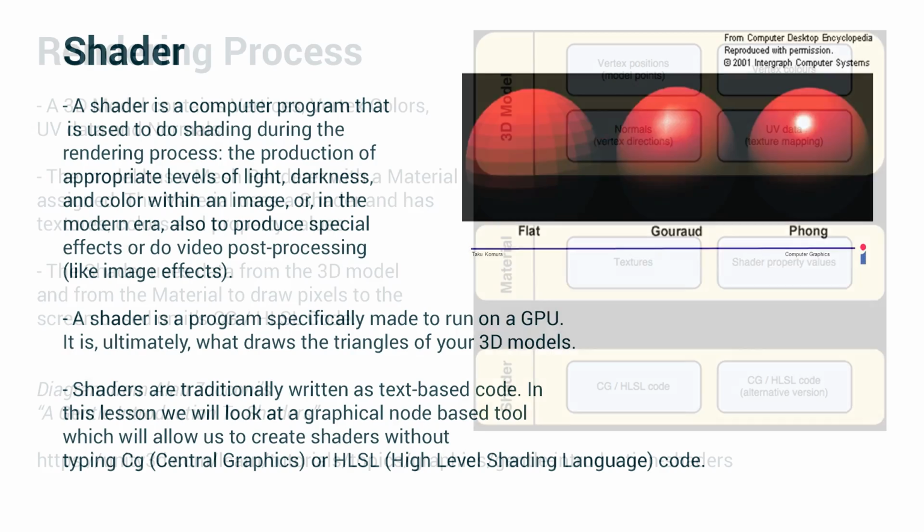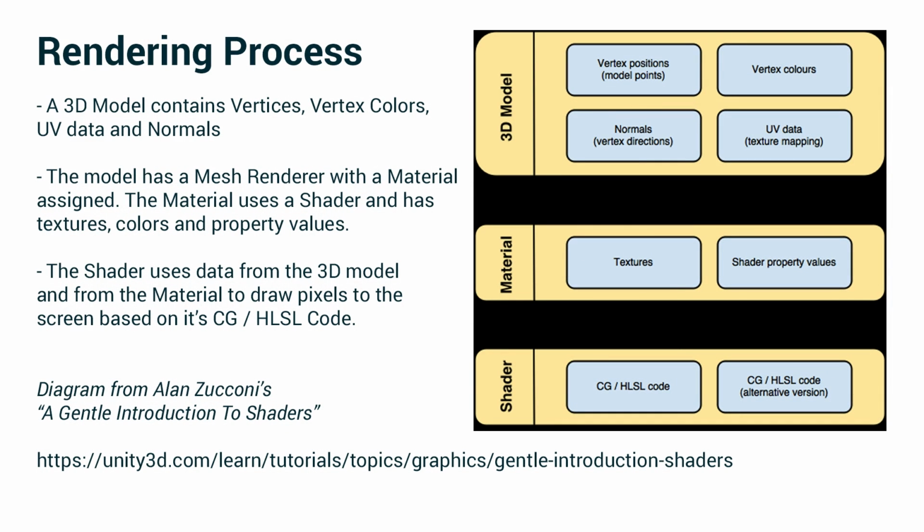So let's talk about how rendering actually happens in Unity. There's a couple of pieces we need to render something in 3D in Unity. We need a 3D model which contains vertices, vertex colors, UV data, and normals. The model has a mesh renderer and a mesh filter, and the mesh renderer has a material assigned. The material uses a shader and has textures, colors, and generally speaking, property values. And we're going to look at what those are. It may have those things, right? Shaders can have all kinds of different properties.